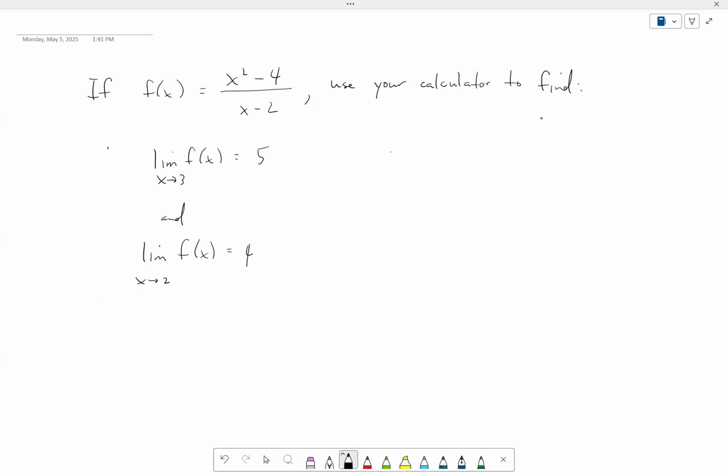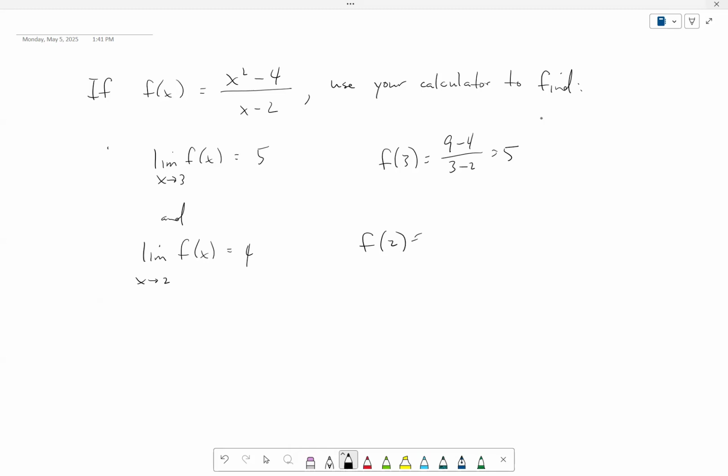My question is, could we have just done f of 3? We just plugged it in directly and get the same thing? Does that give us 5? Let's see, that gives us a 9 minus 4 over 3 minus 2. I think that's 5. Okay, so we can just plug that in. And could we just plug in 2 and gotten the same thing?